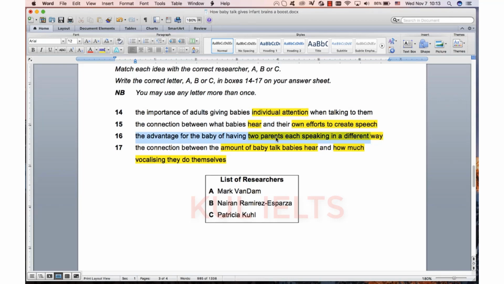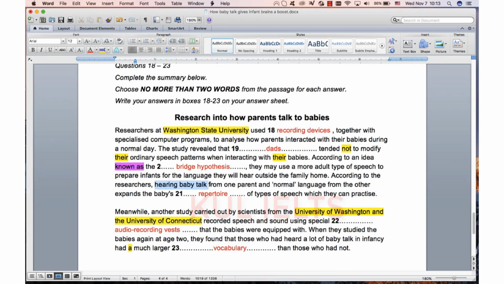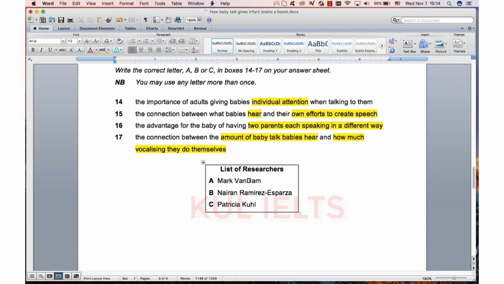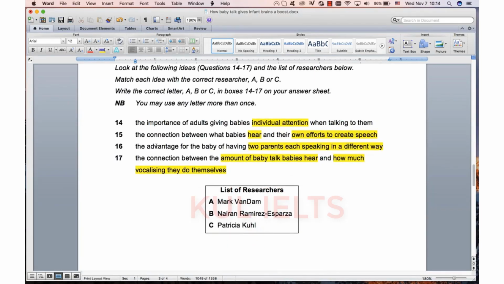The advantage for the baby of having two parents each speaking in a different way is over here. Hearing baby talk from one parent and normal language from the other parent expands the baby's repertoire of types of speech. The advantage is that it expands the repertoire. So one parent talks one way, another parent talks another way, and that is over there. And then that will help us to find that that is this paragraph C, we know that from the summary, and paragraph C was Van Dam. So I would guess that the answer to that must be Van Dam A.